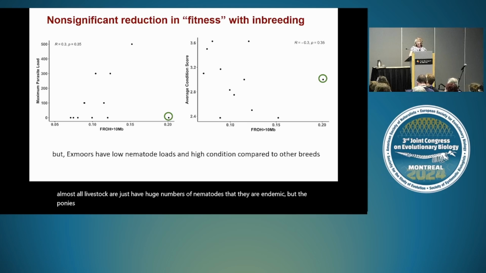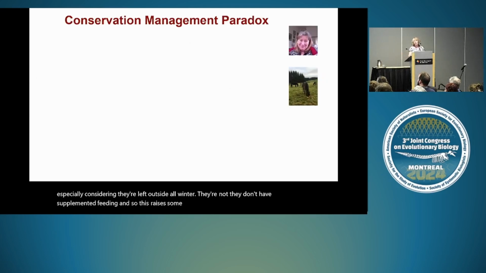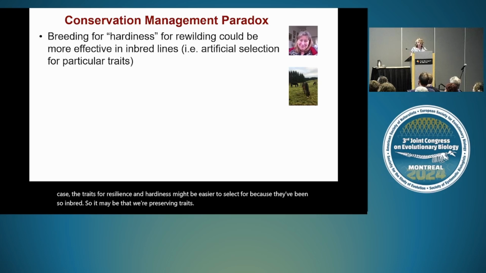And so the thing about this breed is that they've been bred for resilience. They seem to have higher resistance to nematodes, and their condition scores, even though there's this decreasing trend, also tend to be higher, especially considering they're left outside all winter. They don't have supplemented feeding, and so this raises some paradoxes. We always think about reducing inbreeding, but in this case, the traits for resilience and hardiness might be easier to select for because they've been so inbred. So it may be that we're preserving traits that are important.